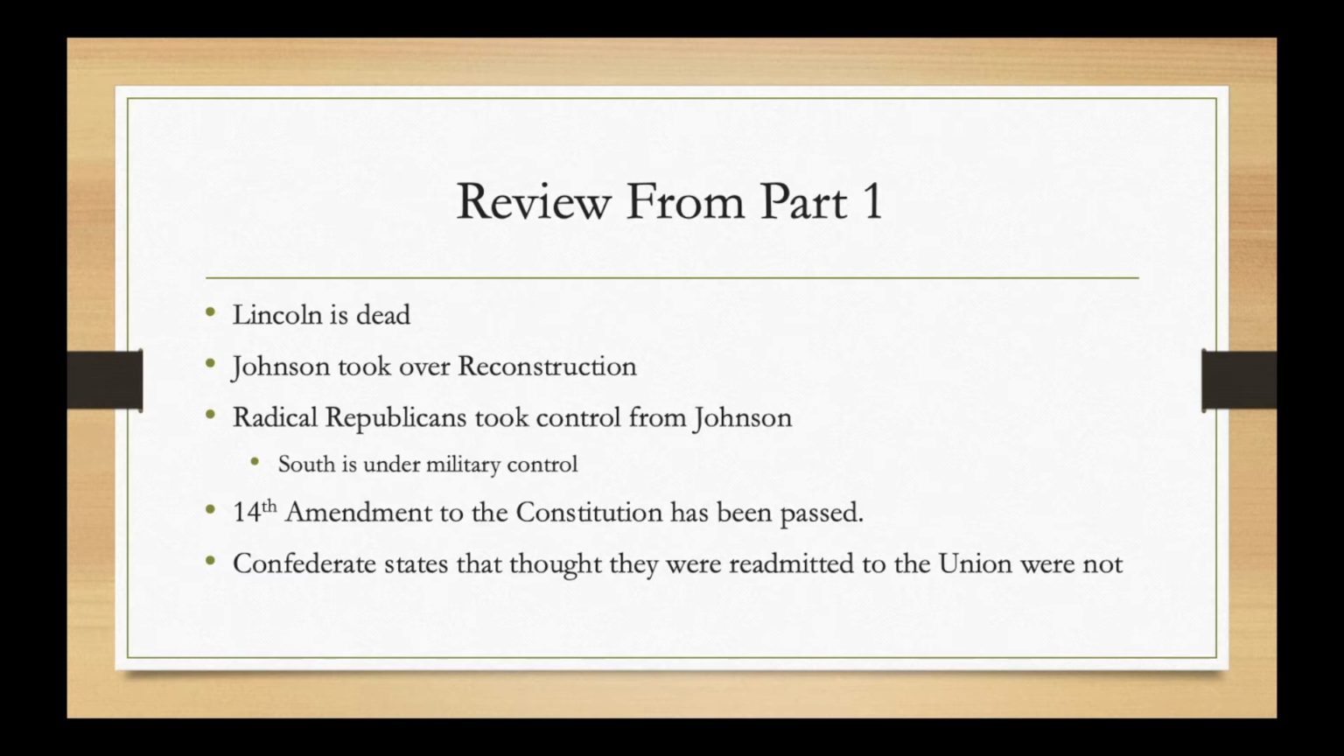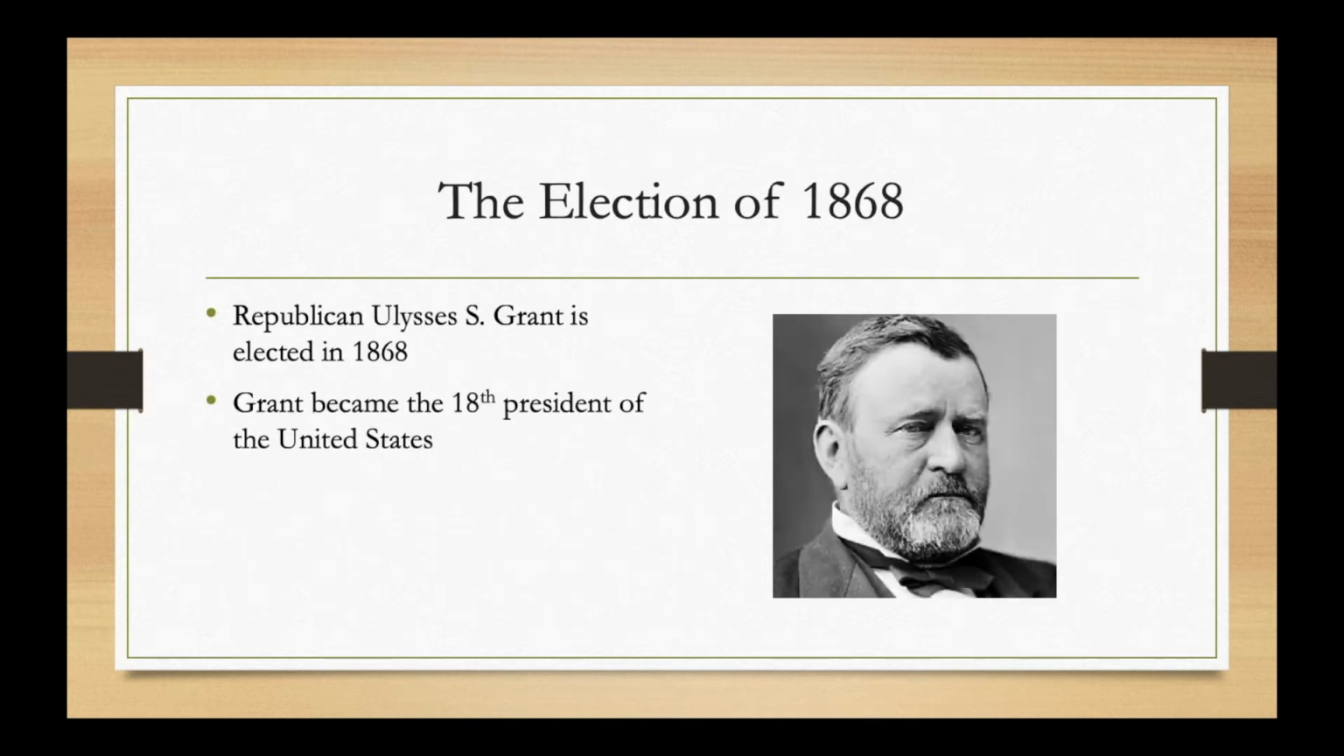The 14th Amendment of the Constitution has been passed and ratified, and the Confederate states that thought they were readmitted to the Union were actually not. And so we've got every Confederate state except for Tennessee working for readmission into the Union. So 1868 is where we're going to get started, with the election of Ulysses S. Grant, who's going to become the 18th President of the United States of America.